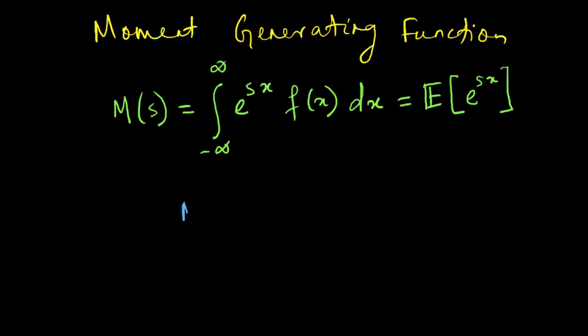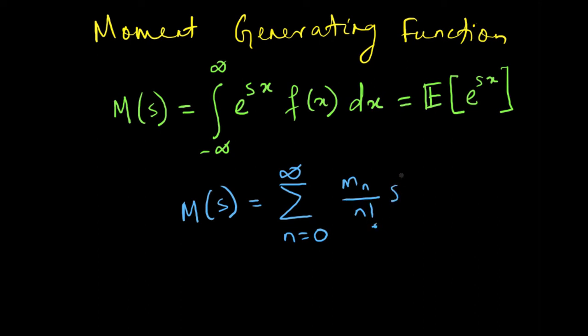If you expand e power sx as a Taylor series, what you will find is that your M of s can also be denoted as summation of n equal to 0 to infinity, m_n by n factorial times s power n. So now using this expression, you can find out the individual moments once you know the moment generating function. You do this integration just once, and then by using this summation, you can find the value for m_n for any given n.